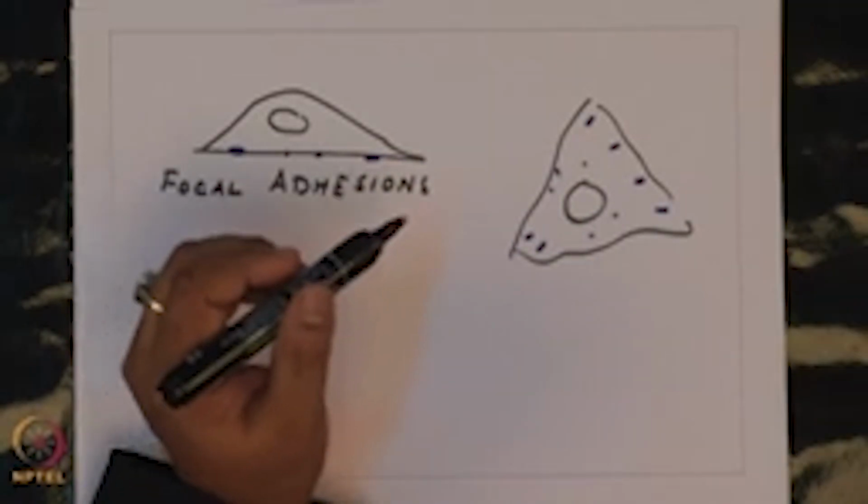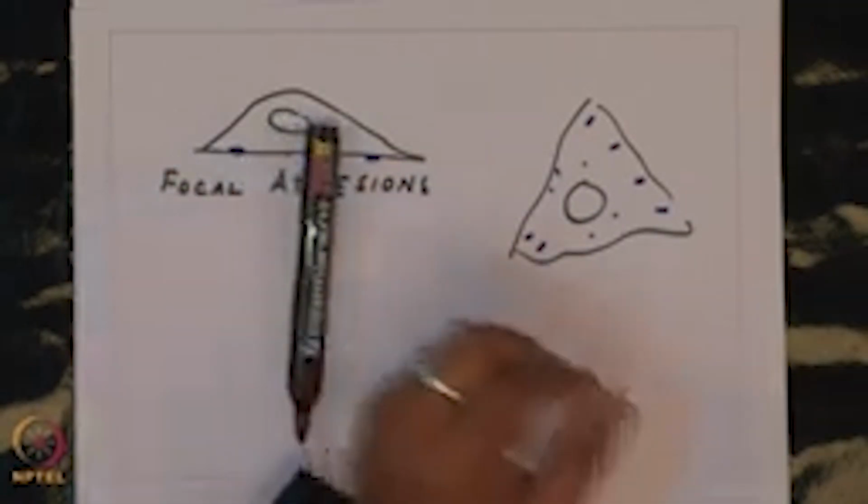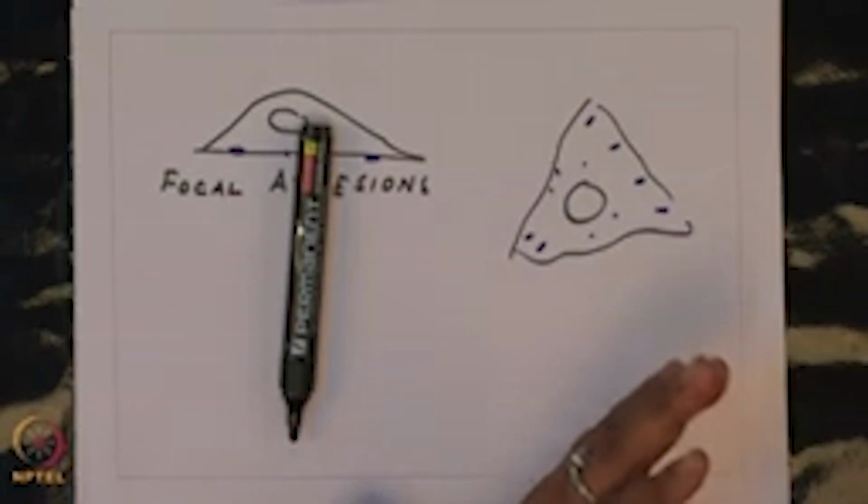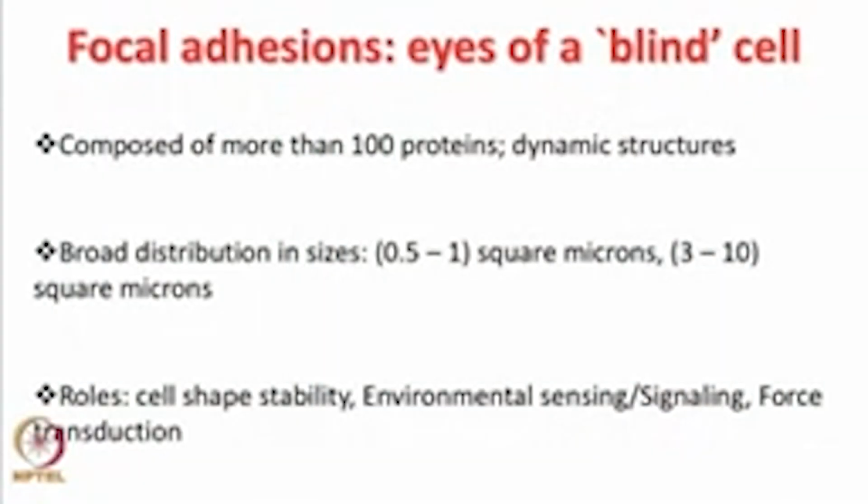So, focal adhesions are composed of more than 100 proteins. These are dynamic structures, that is why it enables cells to migrate. Just like you walk, you put your foot forward and then you put your foot on the ground, and that is equivalent to forming a focal adhesion. If your substrate is very slippery or does not provide any friction like glass, then your adhesions are weak, it is difficult to walk on glass.